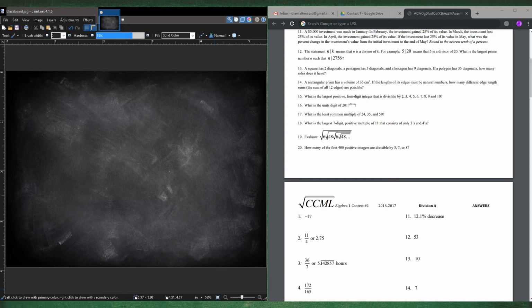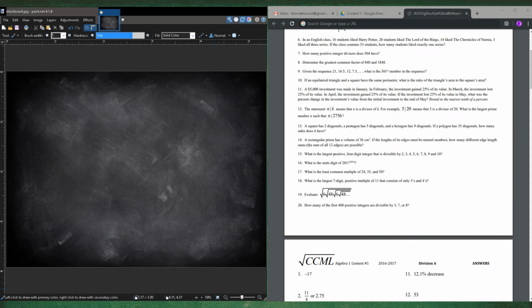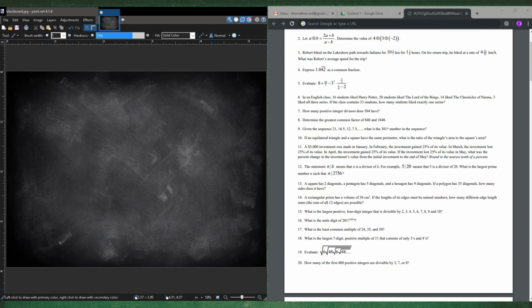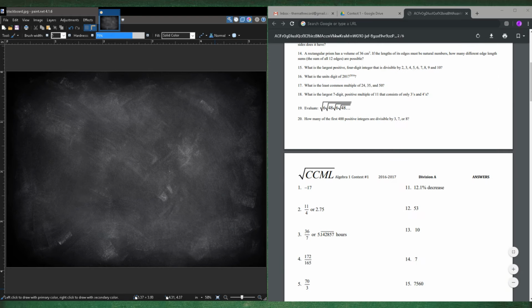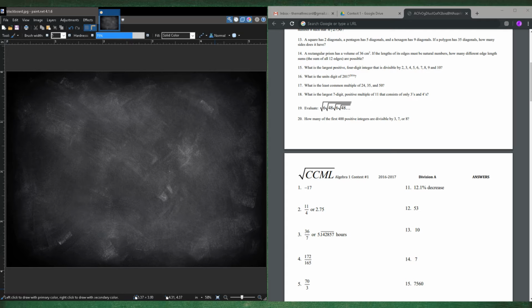Basically, anything you see with repeatings, always use variables. Like the question with 4, same thing with 12, 19. They both use repeatings. Question 20: How many of the first 400 positive integers are divisible by 3, 7, or 8? So there's actually several steps in this process.